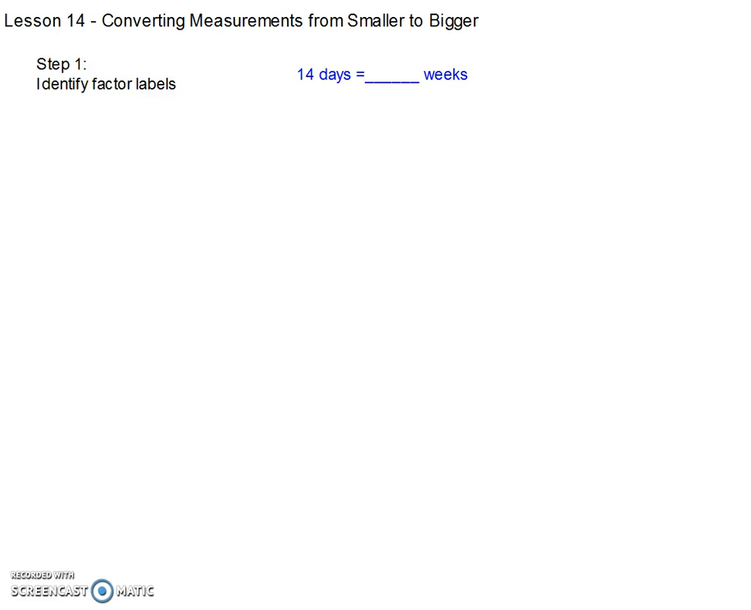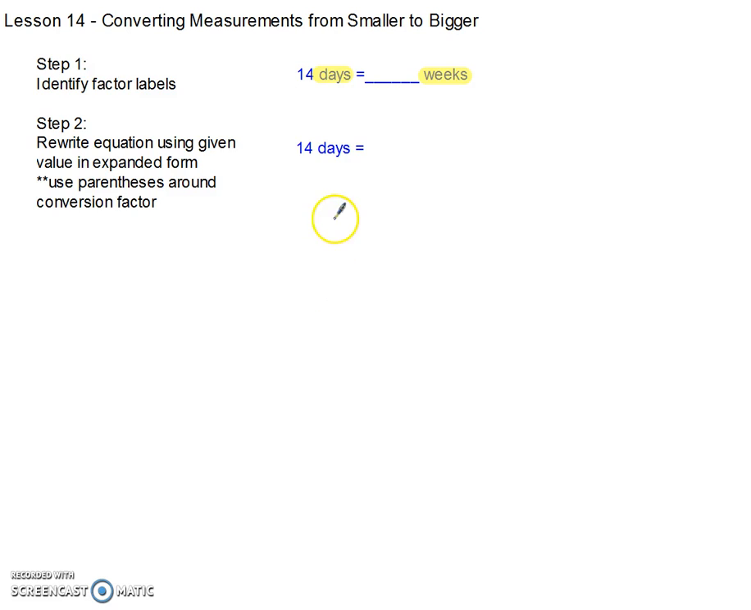The first step is still to identify those factor labels, and we already talked about it. We're moving from days into weeks. Step 2 is we still want to rewrite the equation using the given value in expanded form. Our given value is 14 days, so we're going to start with that. And in expanded form, basically, we're going to pull out the numbers. The number I have here is 14.